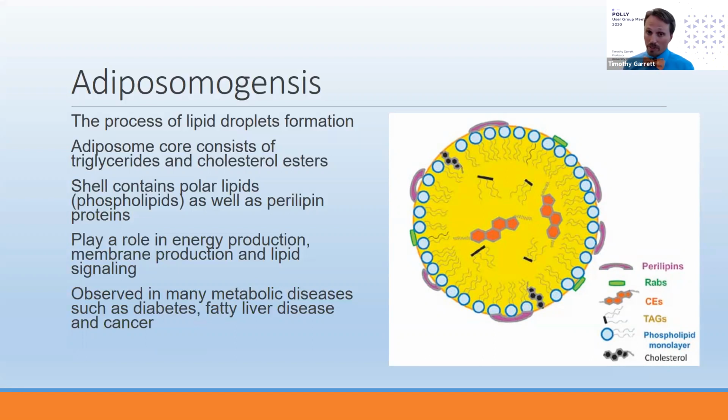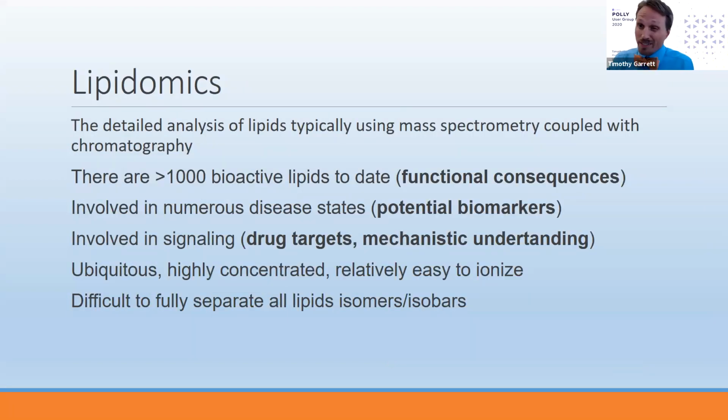We know that they play a key role in energy storage, production of energy, and membrane production for lipids, as well as in lipid signaling processes. We also know that they've been observed in many different metabolic diseases such as diabetes, fatty liver disease, and cancer. Lipidomics is the detailed study of lipids, typically using mass spectrometry, often coupled with chromatography.